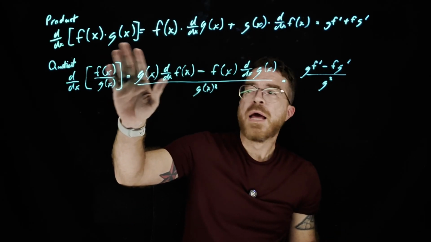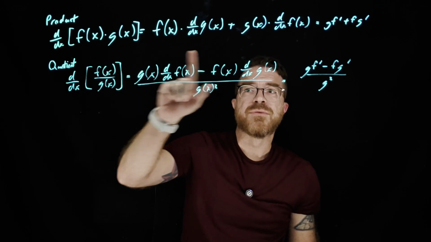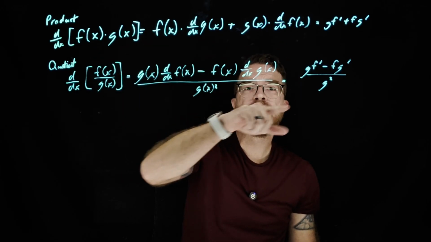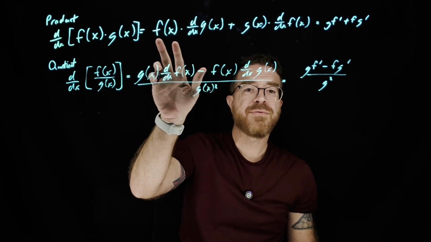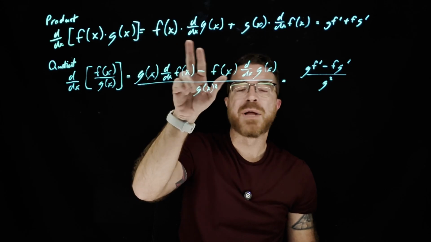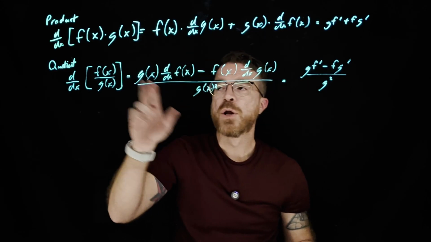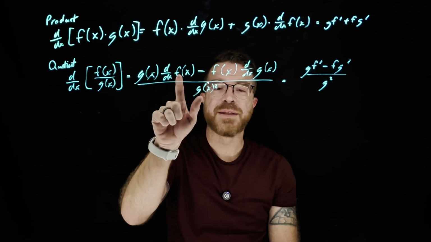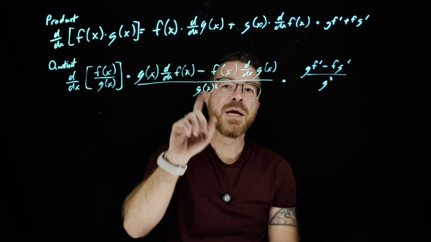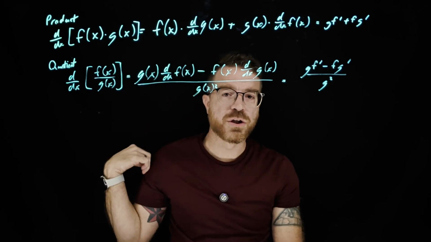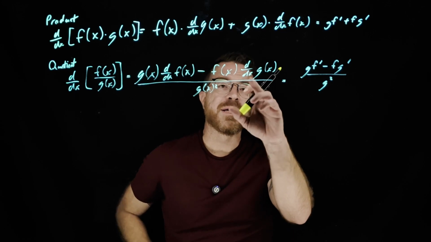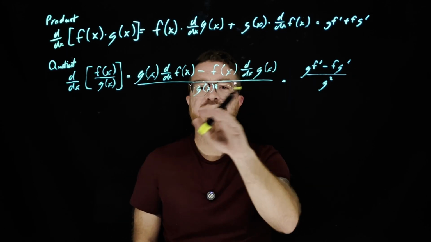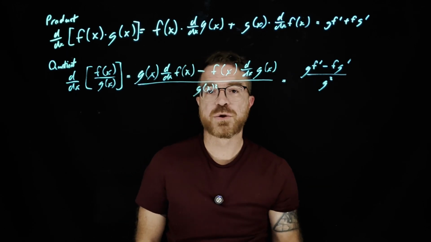So what this means is for the product rule, we're going to take our g of x and leave it alone. And then we're going to multiply that by the derivative of f of x. And then we're going to add that to, leave our f function alone, and multiply that by the derivative of g of x. For our quotient rule, we're going to take our g function, leave it alone, and multiply that by the derivative of our f function, minus, leave our f function alone, and multiply that by the derivative of our g of x, and then divide the entire thing by g of x squared.